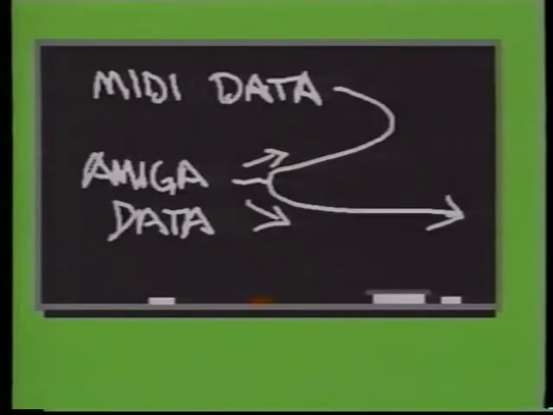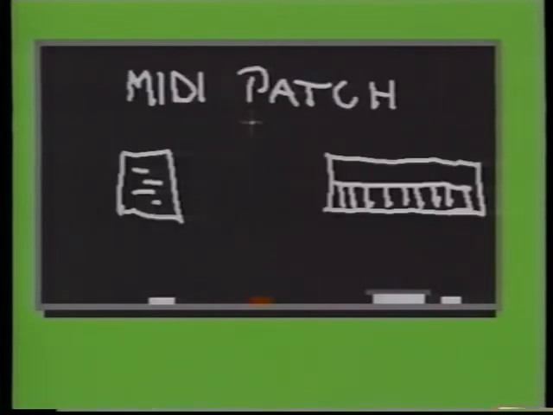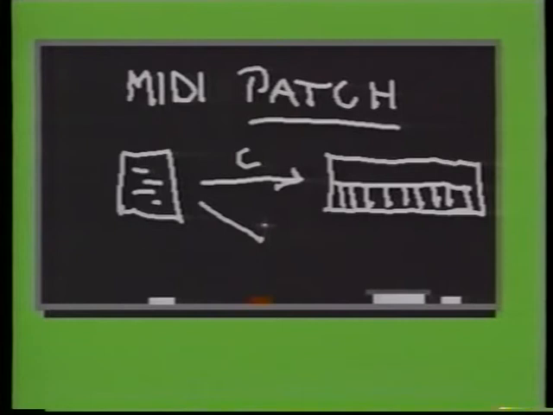A MIDI program is in many ways like a computer program, although more flexible and easily modifiable. A MIDI program, called a patch, could send a simple message, such as play middle C, or it could send a complex set of instructions for a variety of instruments, sound variables, and volume control.